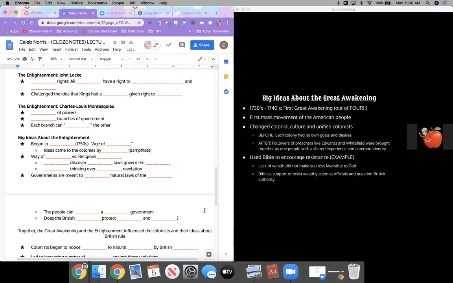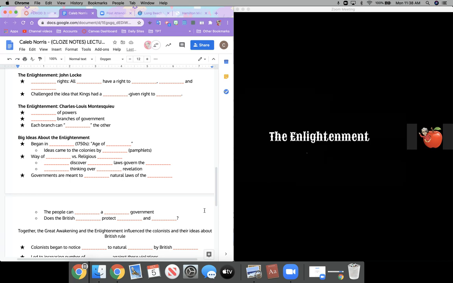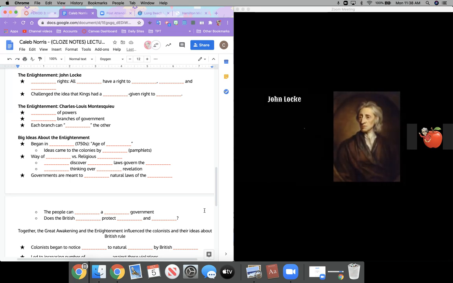Okay, so let's look now at the Enlightenment. So the Enlightenment, one of their main leaders was this guy, John Locke, right? And if you've ever watched that show, Lost, which is kind of an old show, but people like old shows, there's a character on it named John Locke, and he's based on this guy, John Locke, from the 1700s.